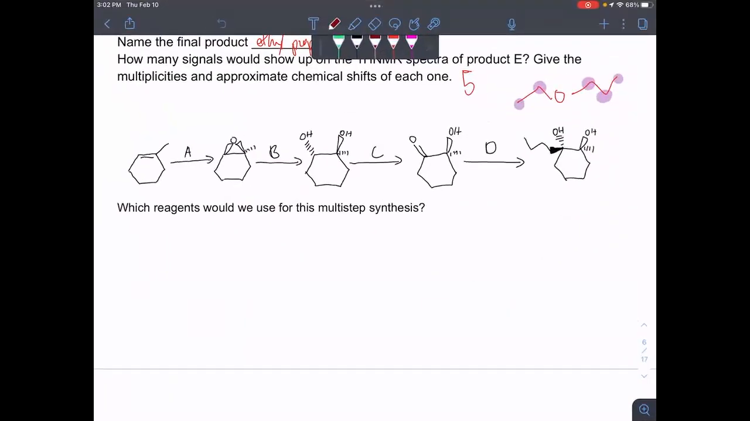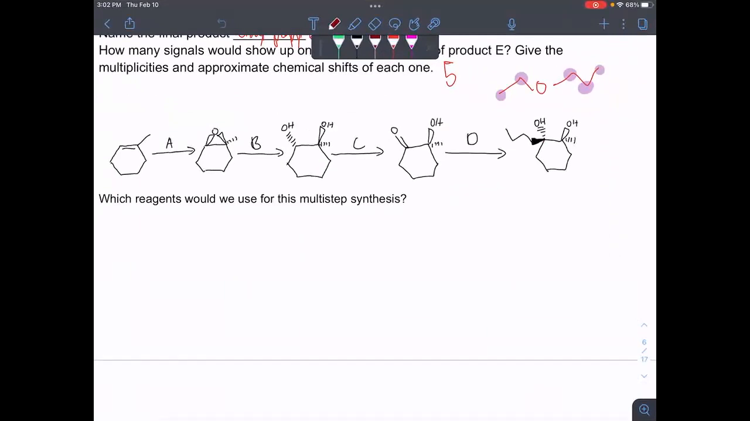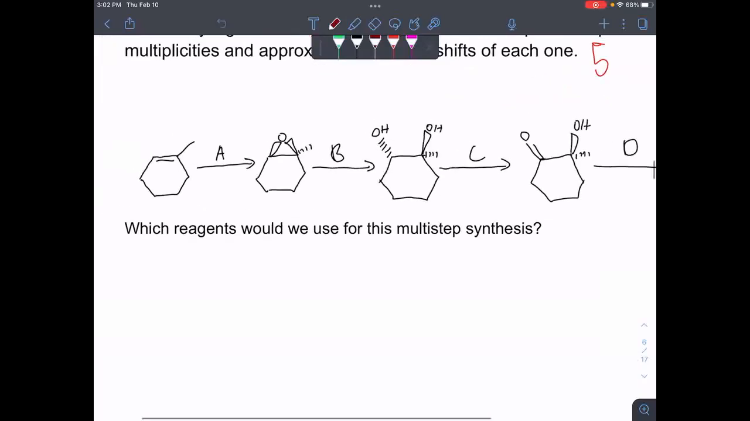Okay, cool. So we'll just resume with the multi-step synthesis problem that we left last time. In this one, I'm giving you all the reaction intermediates and you have to give me the reagents used. So who wants to start? In reaction A, what's happening? Yeah, so what reagent do we use for epoxidation? Yeah, and MCPBA is a type of, yeah, true. It's a type of peroxy acid.